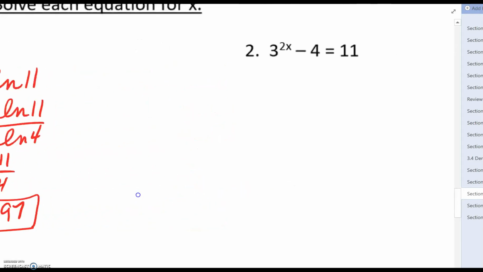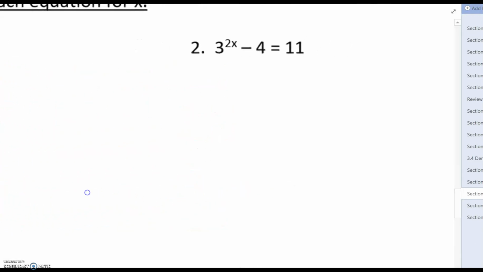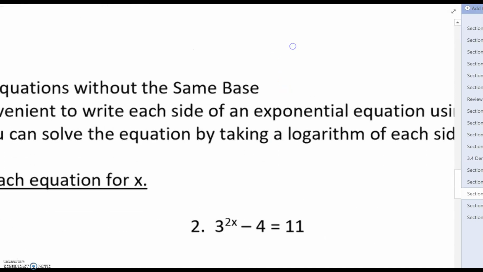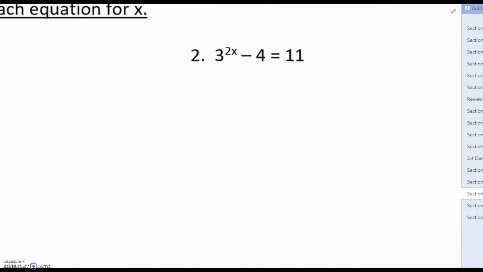Okay, let's go over here to number 2. Same thing's going to happen on this one. I do need to start, however, by isolating this 3 to the 2x. So I'm going to add 4 to both sides of that equation. So I get 3 to the 2x equals 11 plus 4, which would be 15.